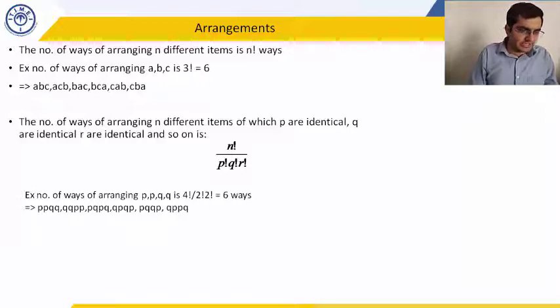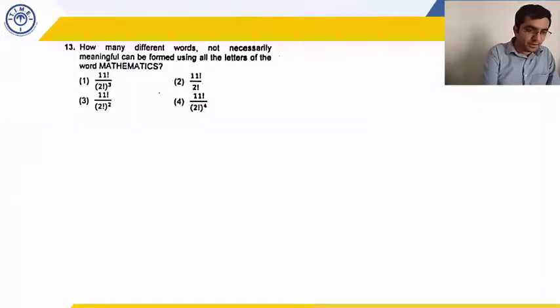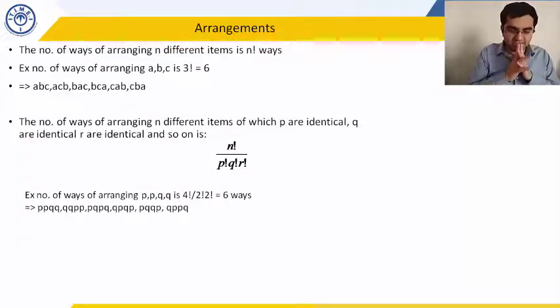Simply make all possible arrangements: PPQQ, QQPP, PQPQ, QPQP, PQQP, and QPPQ. So you see that the number of ways is actually not 24, that is 4 factorial, but it is reduced. And you can see, is there any other possibility of arranging them that is different from the ones listed over here? There is not. These are the number of ways of arranging these items. Okay, so please write all of this down.